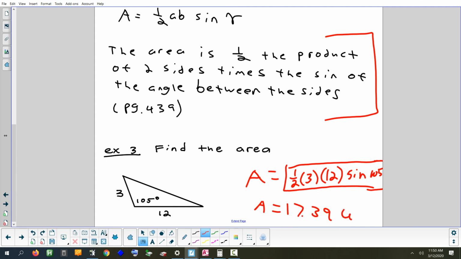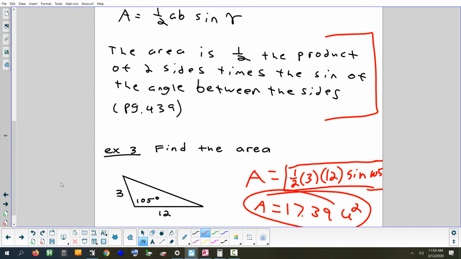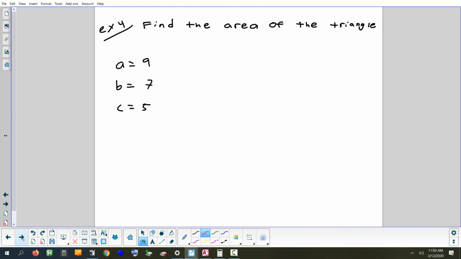Make sure you put square units because it's an area. We don't know what the units are. Okay. Any question on that one? So that's the first way I'm going to show you that you can find the area of a triangle. Now, this problem, don't copy it yet because I'm going to show you a shortcut. But technically, you could do this problem.